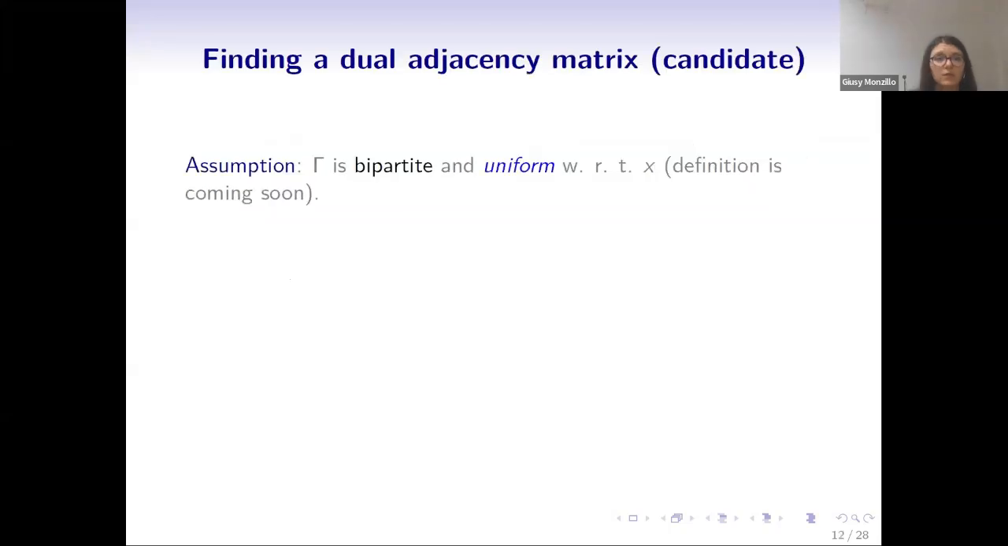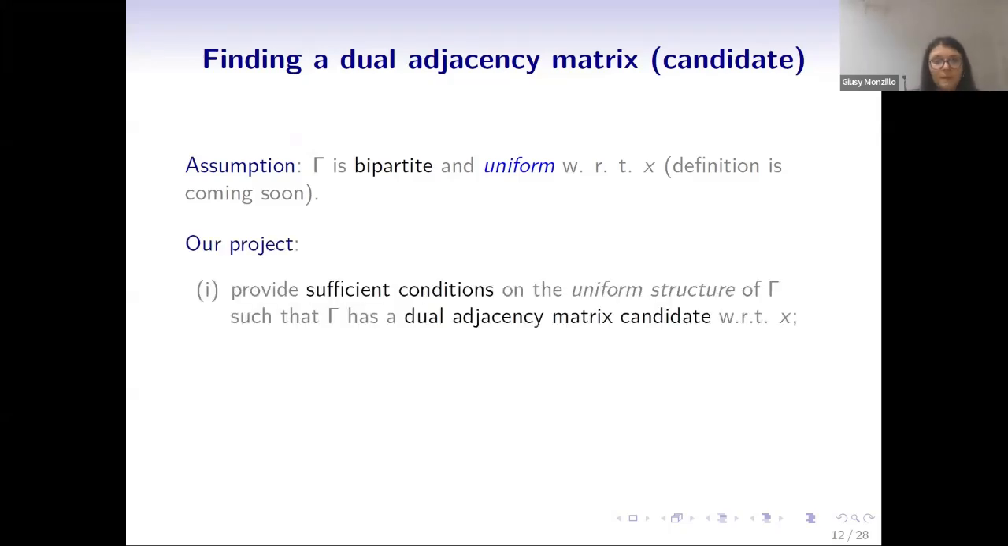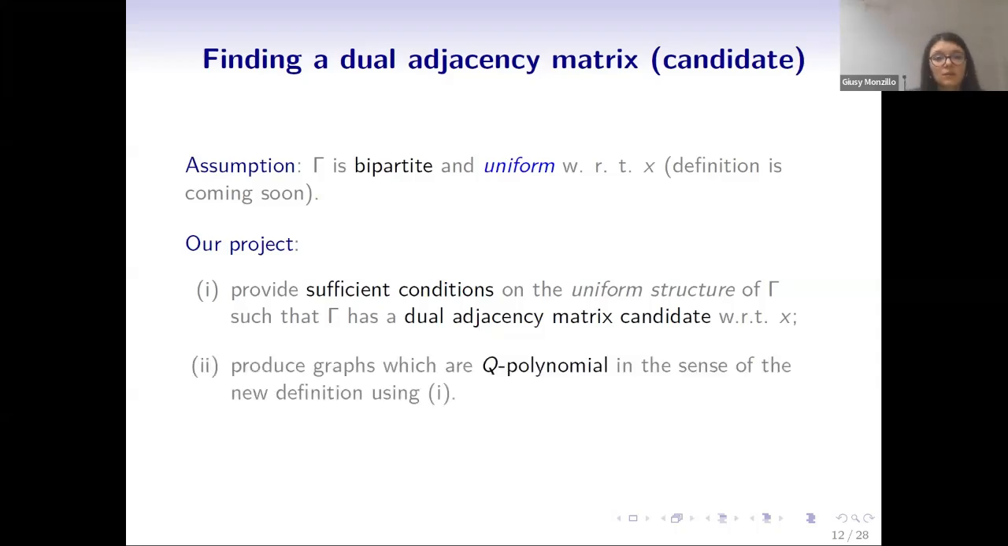Okay, so now let's say we are ready to give the main steps, objectives of the project. So first of all, we focus our attention on a graph gamma that is bipartite and uniform. I promise that in the next few slides you will get the definition and also the motivation why we choose such a graph. But first, what do we want to do? Find sufficient conditions on the uniform structure of gamma such that gamma has a dual adjacency matrix candidate with respect to x. So it means that there is a tridiagonal relation that is satisfied by a matrix of type A* and the adjacency matrix. And then use this strategy that we developed in the first point of the list to construct graphs that are Q-polynomial in this new sense introduced by Terwilliger.